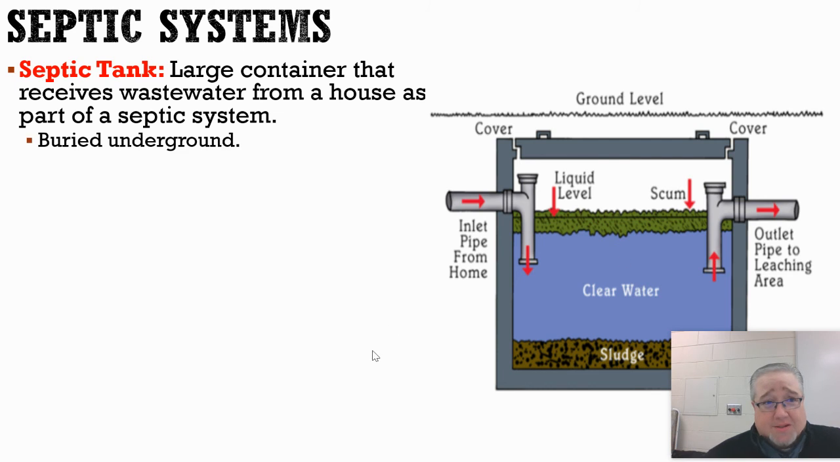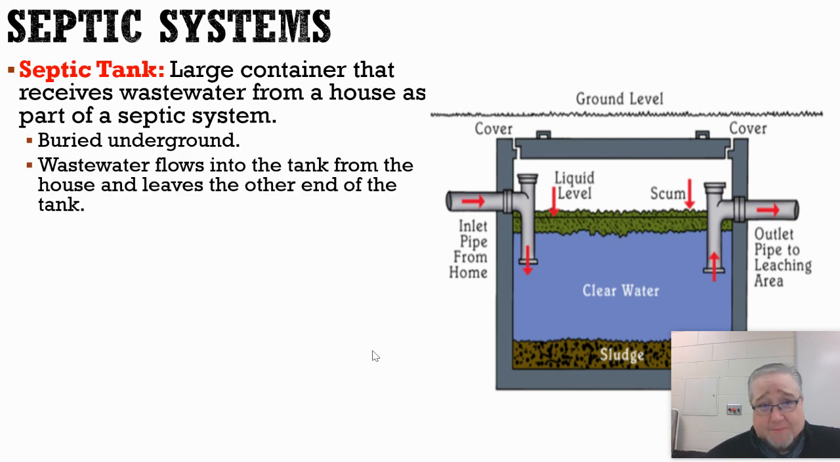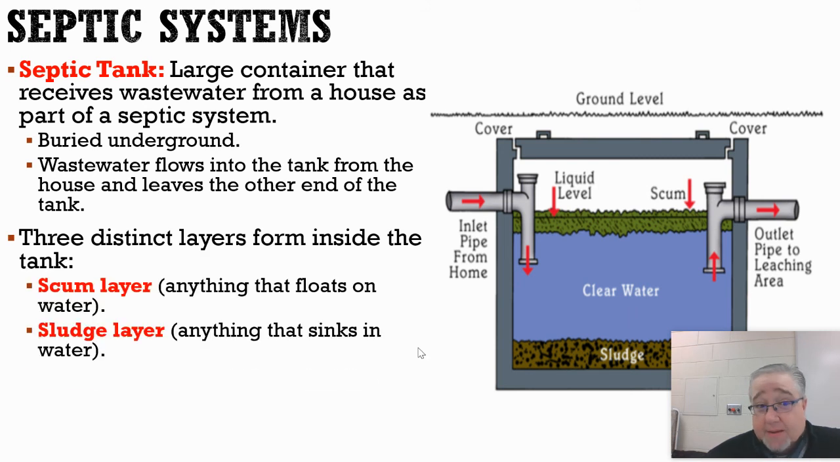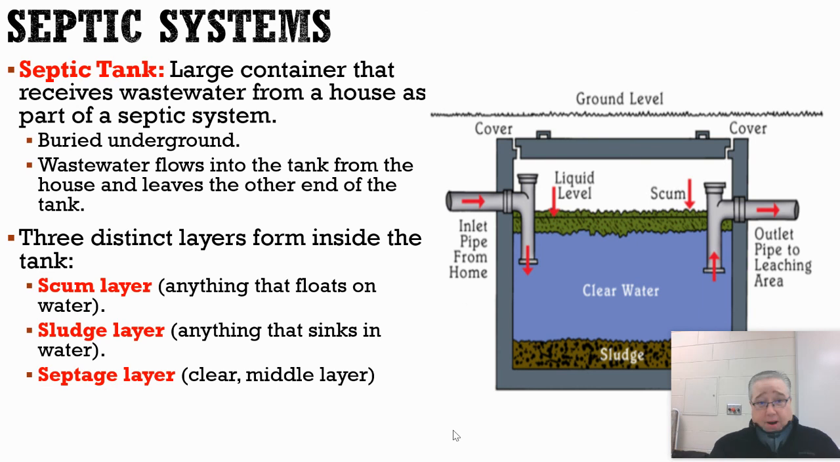It's important that this septic tank is buried under your ground. It can be accessed, but you want it fairly far away from your home and probably underground a few feet. Now, the wastewater that flows into this tank is going to separate, and when it separates, it's going to separate into three layers.